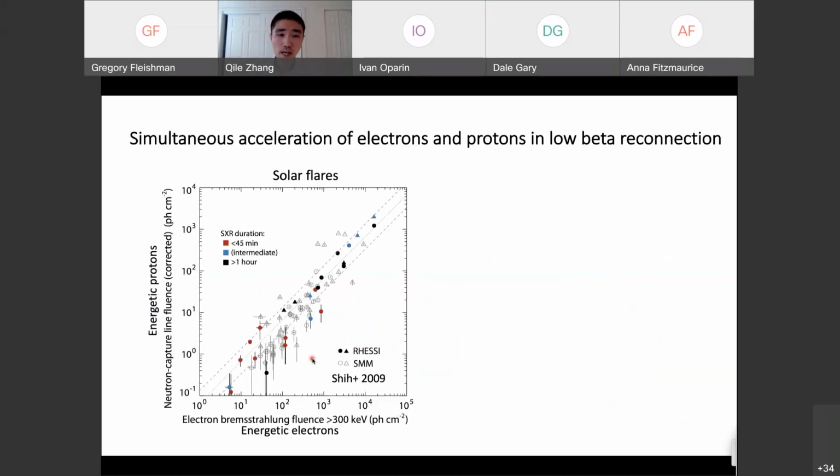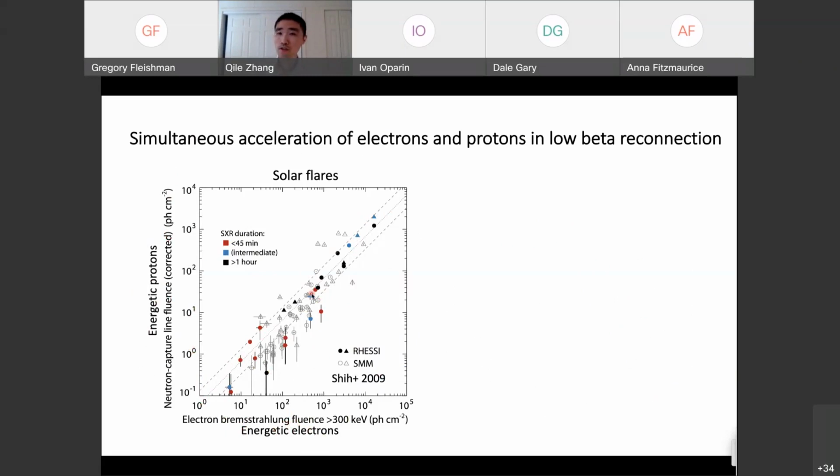But in addition, we see that the number of energetic electrons and the number of energetic protons, indicated by different emission fluences, are proportional to each other, more or less, across several decades of different sizes of solar flares, suggesting that the acceleration of protons and electrons are well correlated to each other.